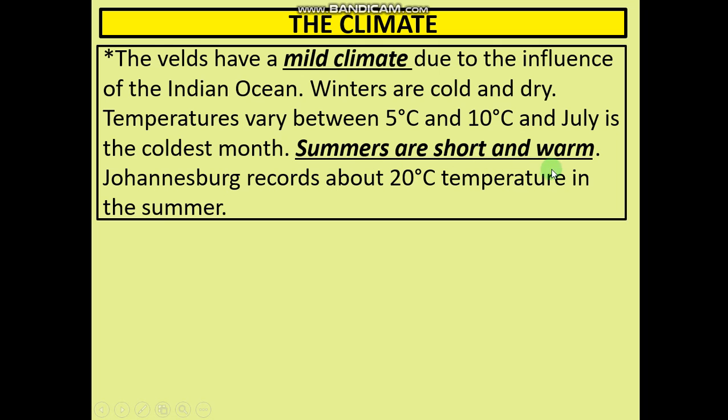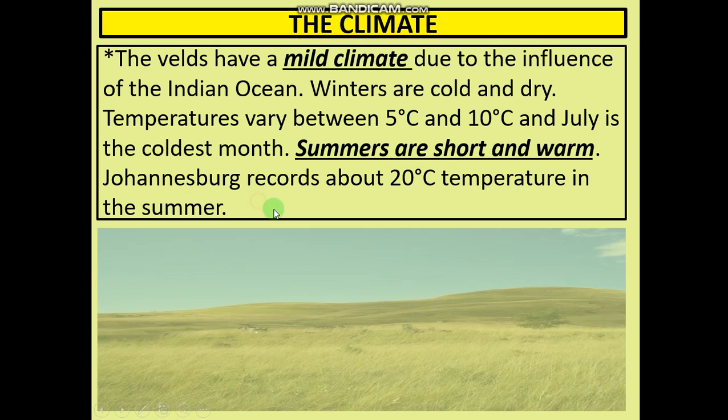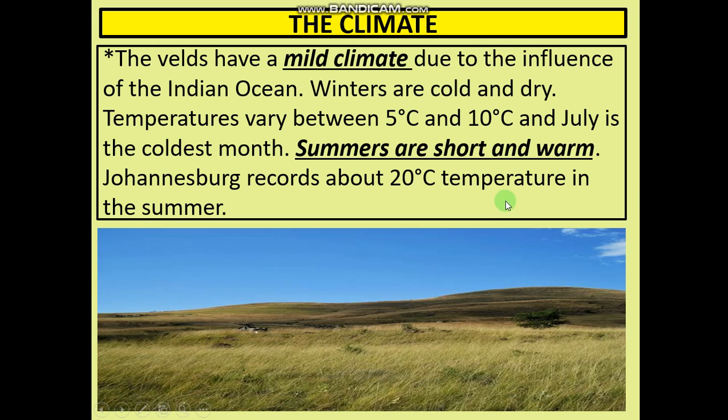Summers are short and warm. Johannesburg records about 20 degrees Celsius temperature in the summer. So 20 degrees Celsius is not too much, because in India we normally face 40 to 45 degrees Celsius of temperature during the summer time.